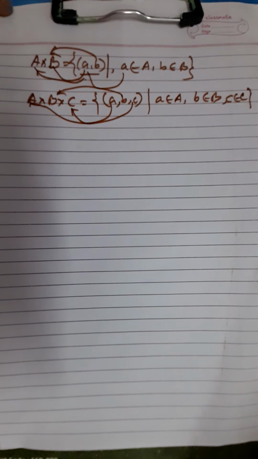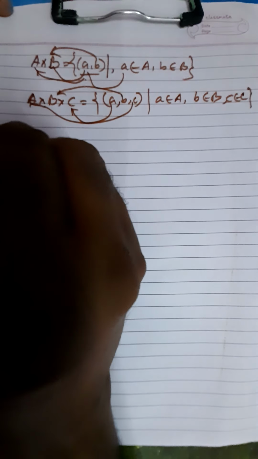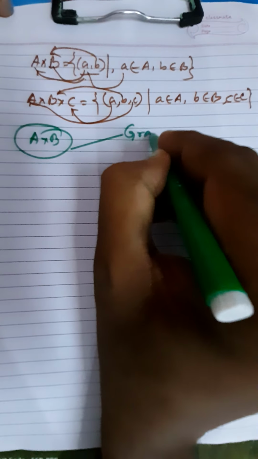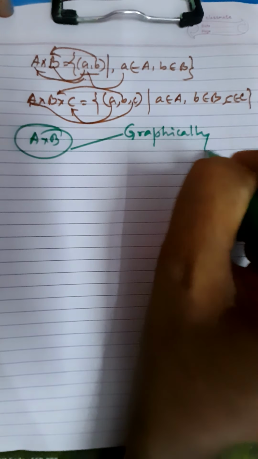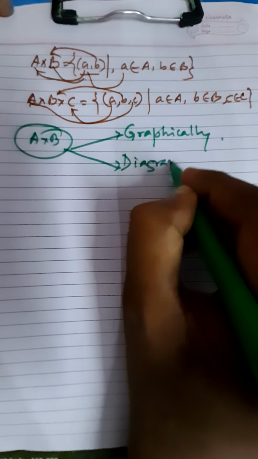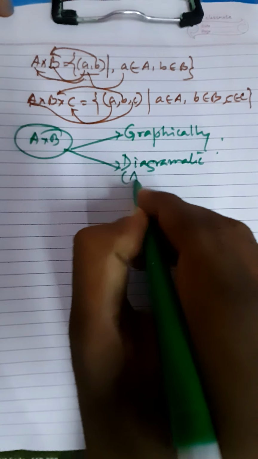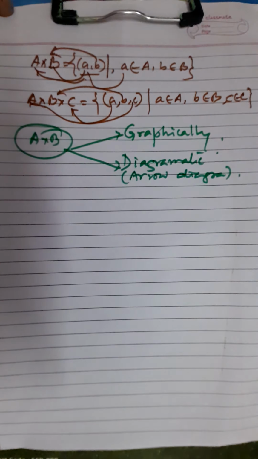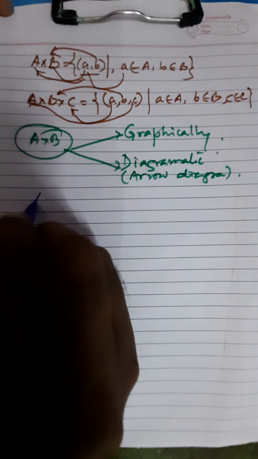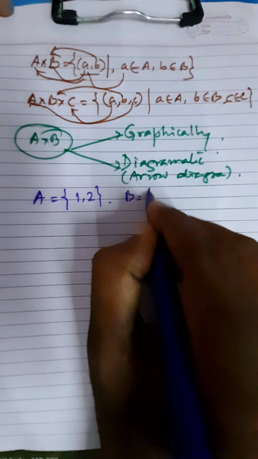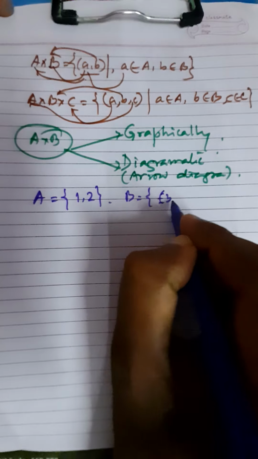Now, the Cartesian product of A and B, A cross B, we can express in two ways. One is graphically, and another is diagrammatic, or we can say arrow diagram. As an example, suppose A is equal to {1, 2} and B is equal to {3, 4}.